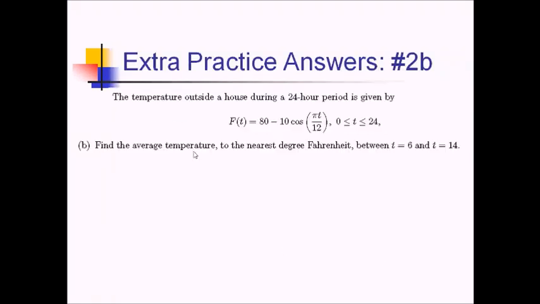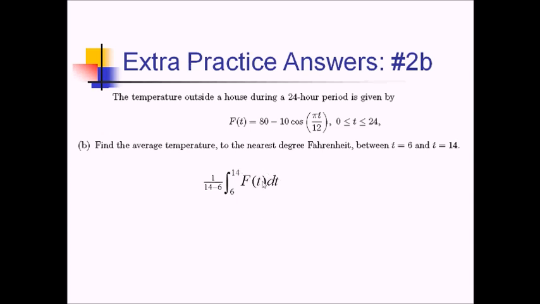For part B, they want the average temperature to the nearest Fahrenheit degree between times 6 and 14. So the setup for this, we're just going to do 1 over b minus a times the integral from a to b of whatever we're averaging. In this case, since we're going from 6 to 14, we're doing 1 over 14 minus 6. So that gives us the interval length. That's essentially what you're dividing by to get your average. And we have the integral from 6 to 14 of, well, what are we trying to average here? The Fahrenheit. So let's just plug this f of t inside my integrand. So f of t dt.